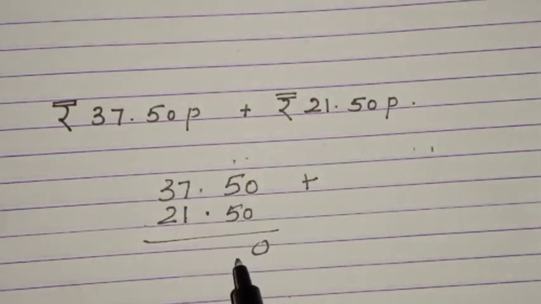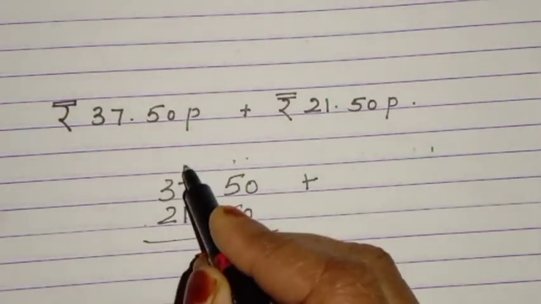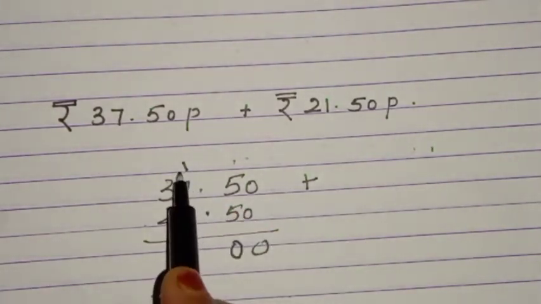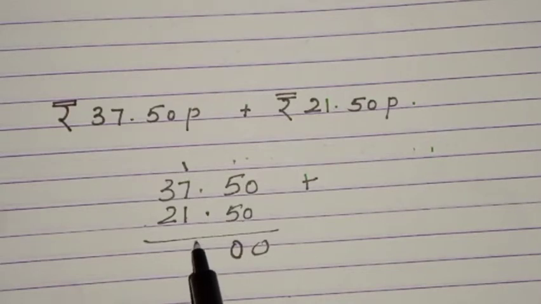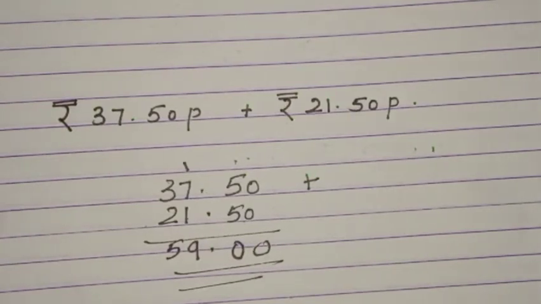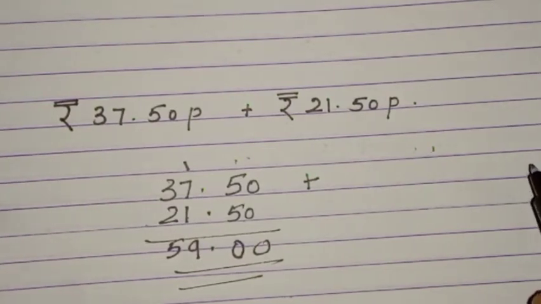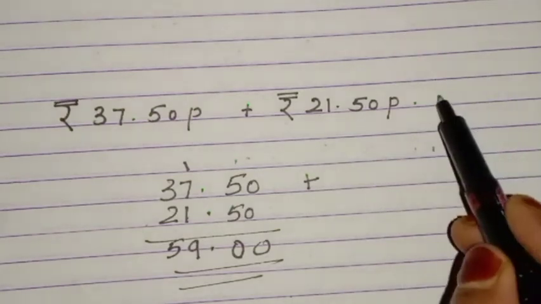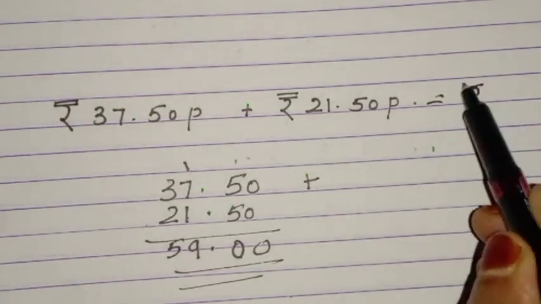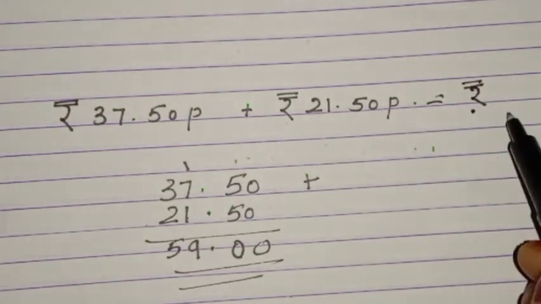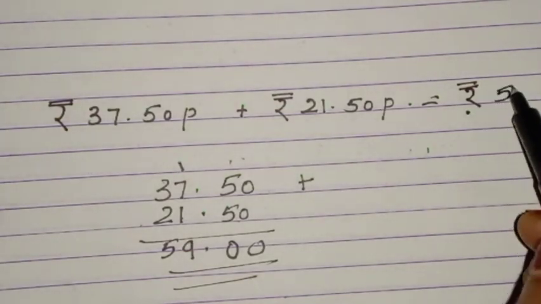Don't write two numbers here. You can write only one number. So here 0. Then this balance you can write here. Then you can add 7 plus 1, 8, plus 1, 9. Then 3 plus 2, 5. So the answer is 59 rupees. So 37 rupees 50 paise plus 21 rupees 50 paise is equal to how many rupees? With the rupees sign, that is 59 rupees.